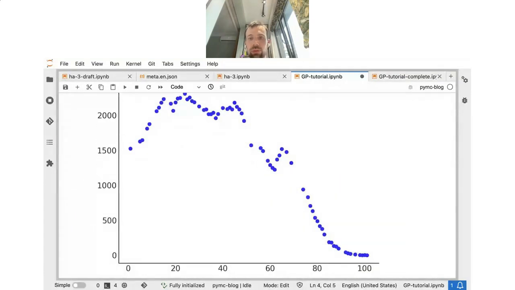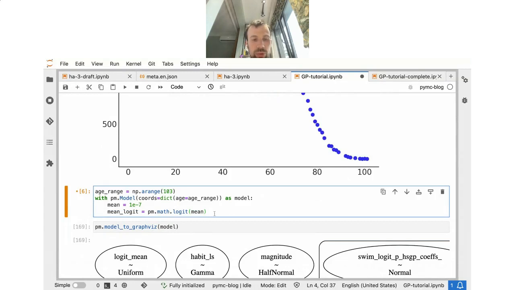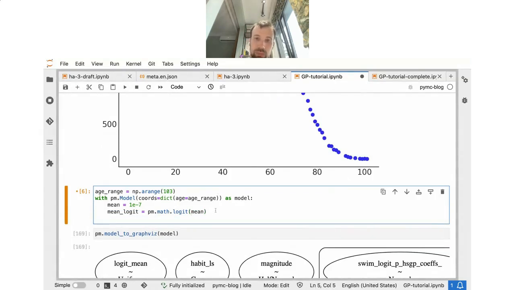Since we have to estimate probabilities, we need to deal with modeling probabilities. And usually it is done in log space, and there is no real choice otherwise than using log space. So we put our mean to the log space. That would be the constant mean function for the Gaussian process.